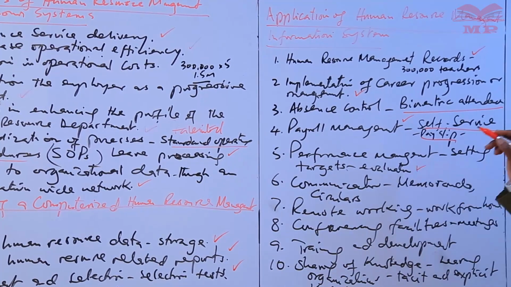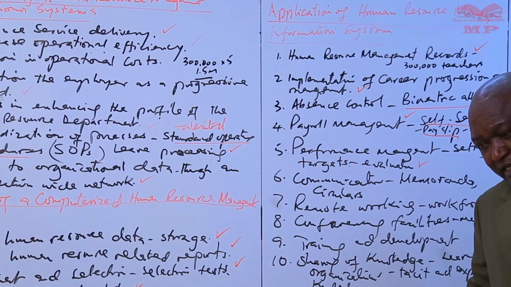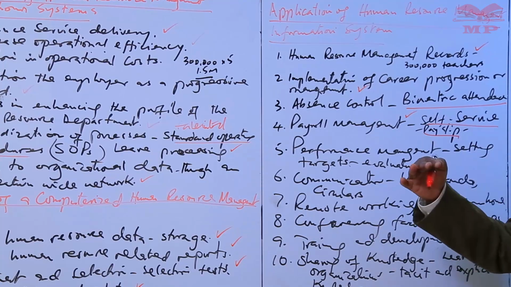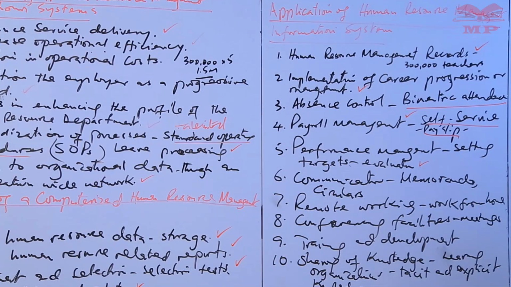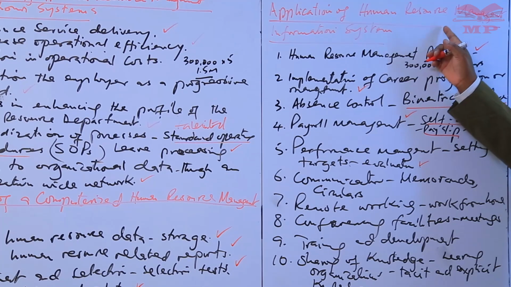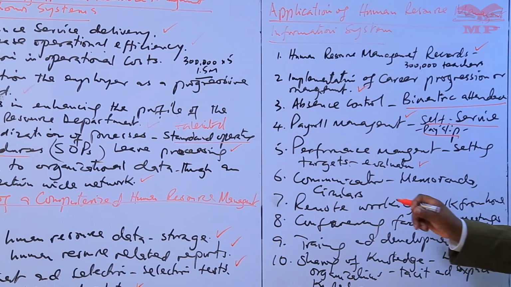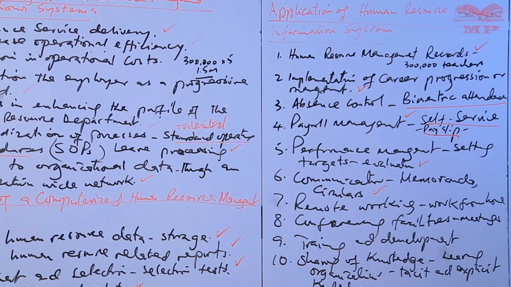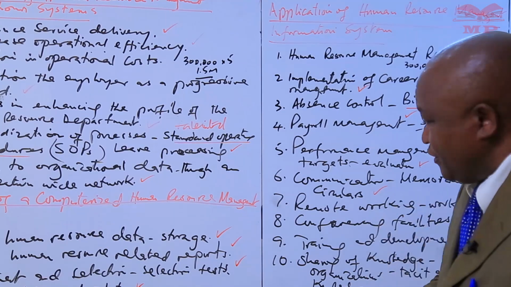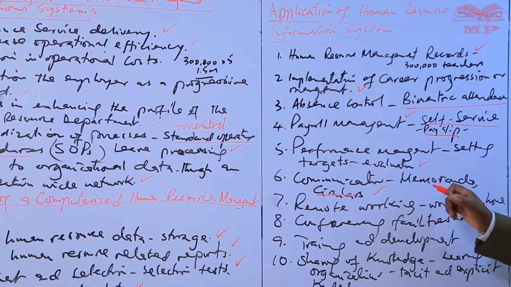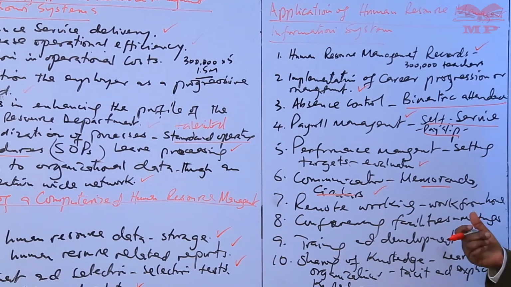Number 5, performance management, for setting performance targets, management reports, and even during the evaluation or performance appraisal processes that can also be applied in an organization that has human resource management information systems. Number 6, communication is a key area. And when it comes to the human resource, they may want to communicate circulars, they may want to communicate memoranda and so on. So that again is done.